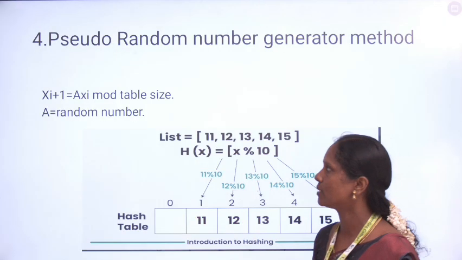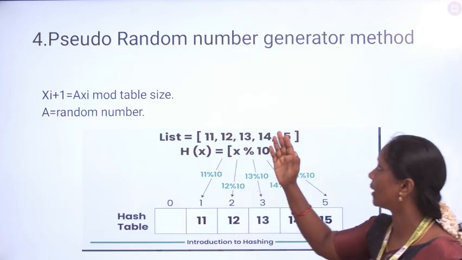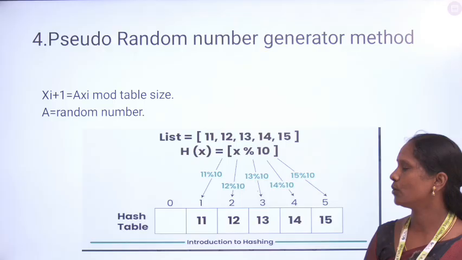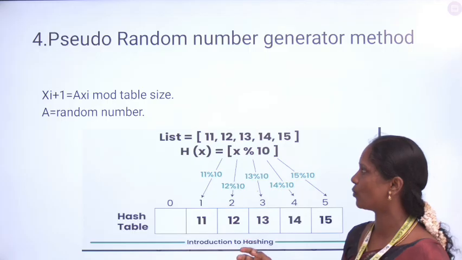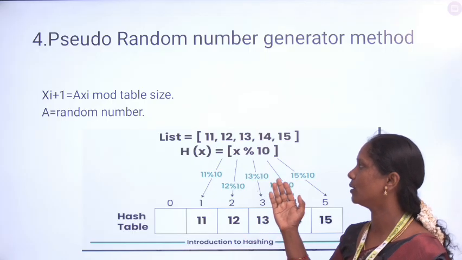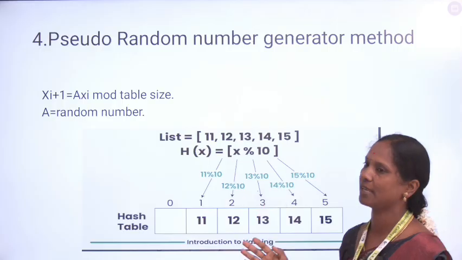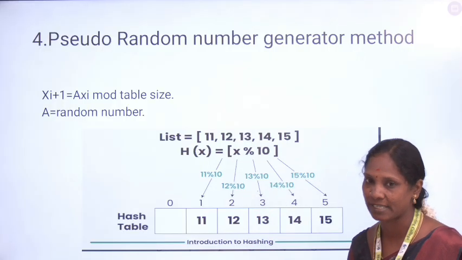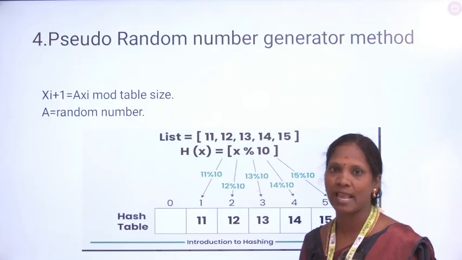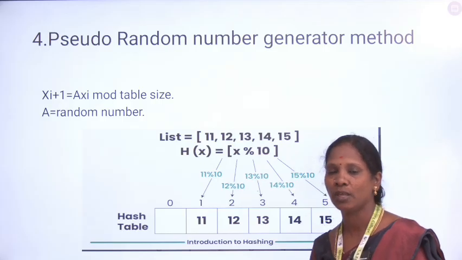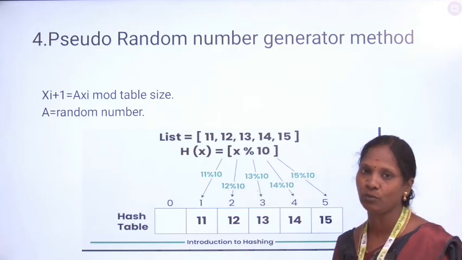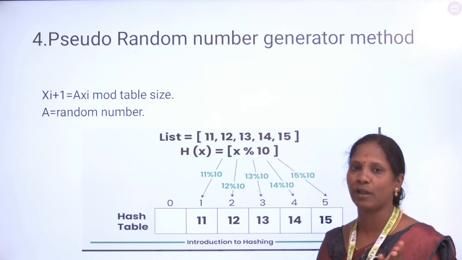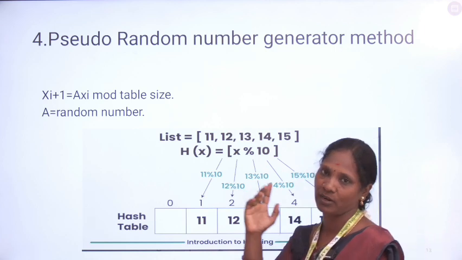And the fourth one is the pseudo random number generator method. Here we use a mathematical formulation: x of i plus 1 equals a times x of i modulo table size. We already have a hash table and a hash function. The hash table is used to store and retrieve information, and the hash function converts any size of block into a fixed size of block.